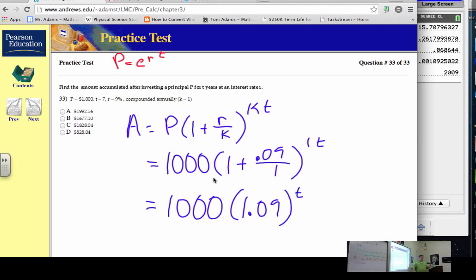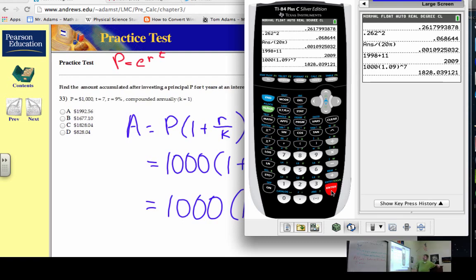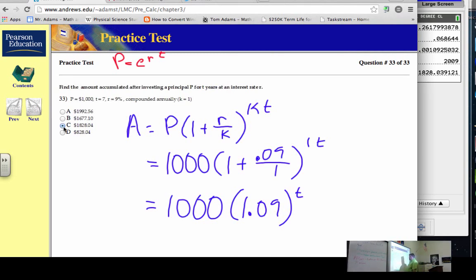Now, except when I enter it in the calculator, instead of T, I'll use X. Does that make sense? So I'm going to say 1,000 times 1.09 raised to the, how many years? 7. And I get 1828.04 if we rounded up. And that's correct. Does anybody have any questions? Are there any additional questions that weren't listed on the discussion thread that you would like to cover in class? Anyone? No? We're good?